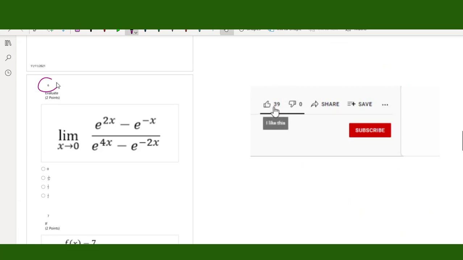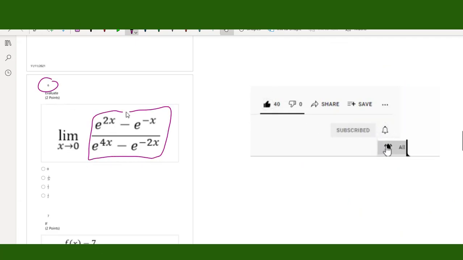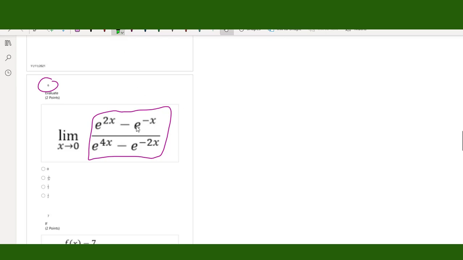Number 6. Evaluate the limit of this function as x approaches 0. So this is actually an exponential function. For this part, you may change to 1 over e^x. This one, 1 over e^(2x). So let's simplify this one first.